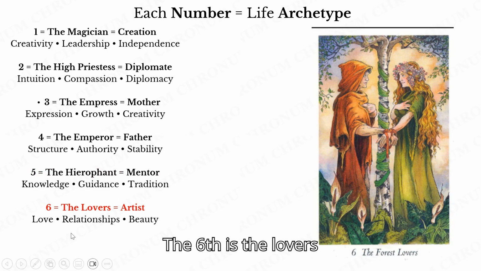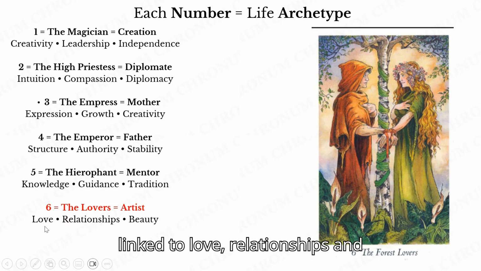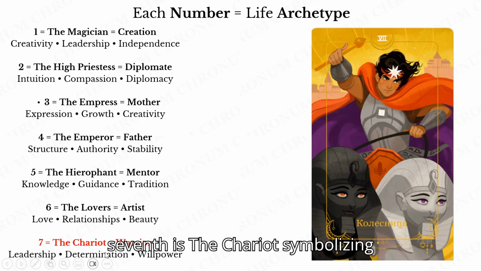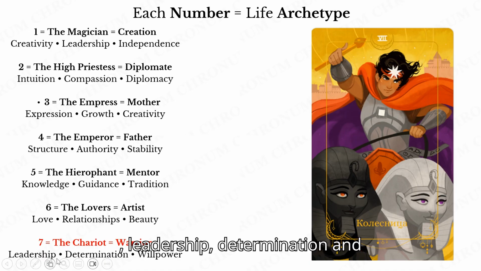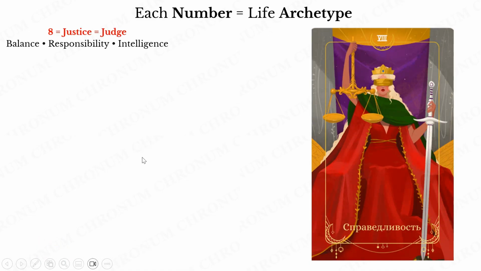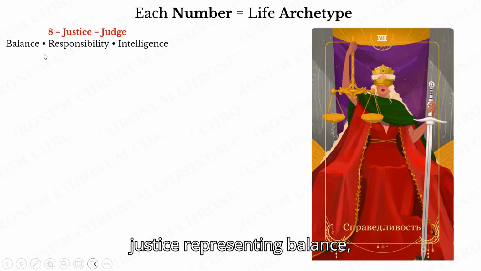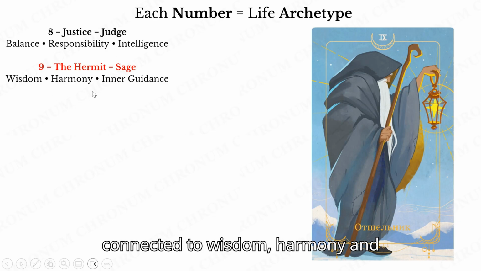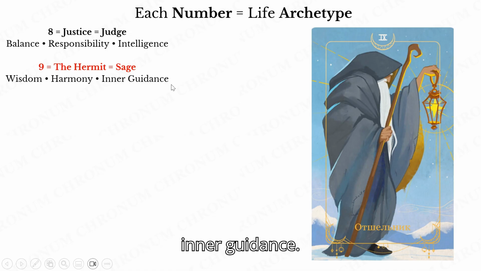The sixth is the lovers, linked to love, relationships, and beauty. The seventh is the chariot, symbolizing leadership, determination, and willpower. The eighth is justice, representing balance, responsibility, and intelligence. The ninth is the hermit, connected to wisdom, harmony, and inner guidance.